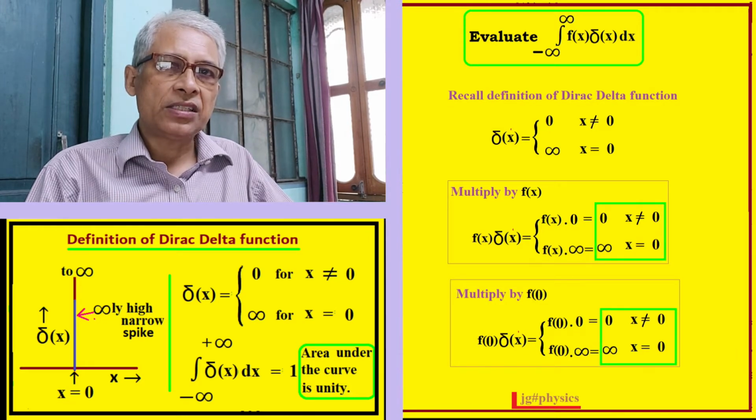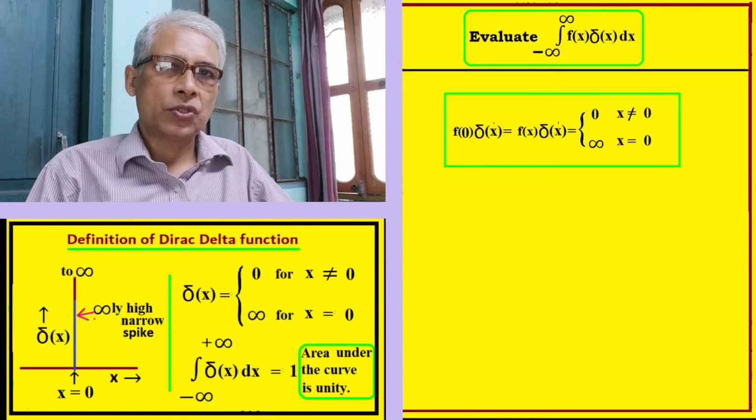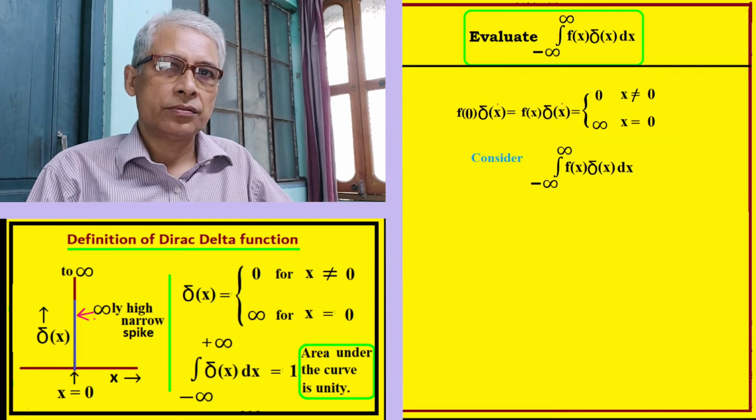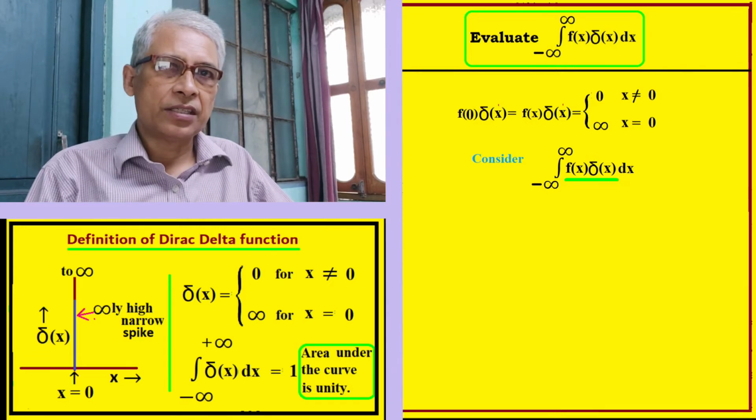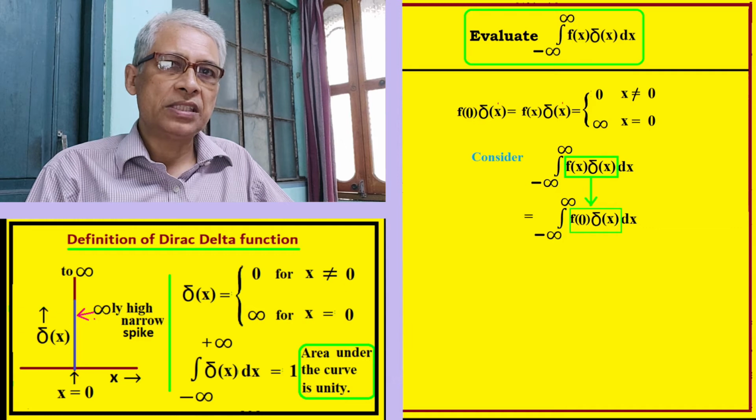Clear that the right hand sides are equal. So the product of f of 0 into Dirac delta of x is the same as the product of f of x into Dirac delta of x, and look at the right hand side, it is 0 for x not equal to 0 and infinity for x equal to 0. Let us consider now the given integral. We find that f of x Dirac delta of x occurs as integrand. Obviously, we can replace it by f of 0 into Dirac delta of x.